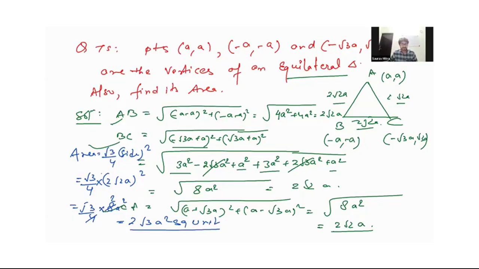First we find the length of the sides, then we apply the area formula. Half base into height if it is a right angle triangle, and if it is an equilateral triangle, root 3 by 4 side square will work. So I hope you understood the topic.